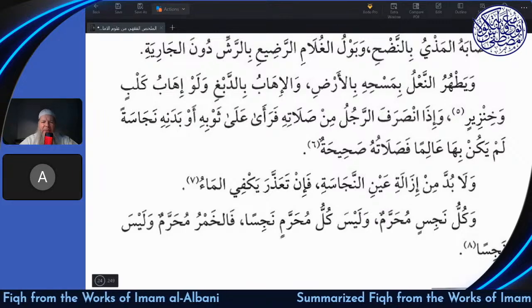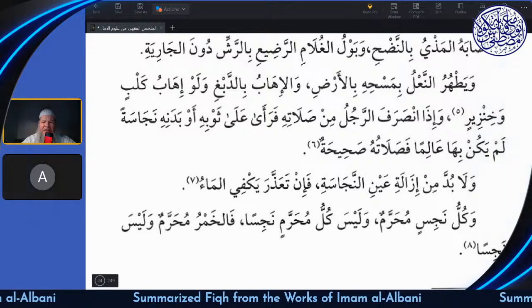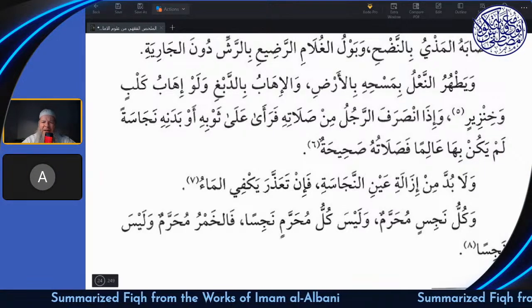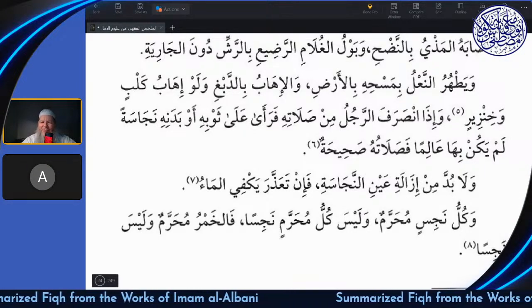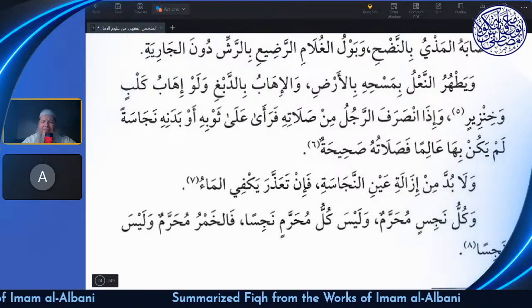However, this hadith shows us that if a person prays and he has some najasa on him and he didn't know about it, right? Or he knew about it, but he forgot even, right? Then his salat is correct.